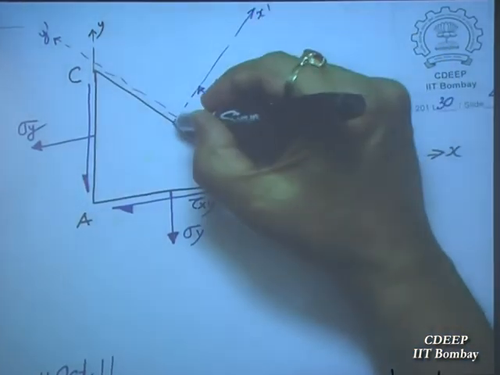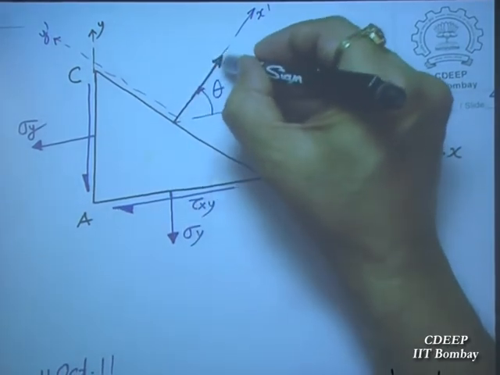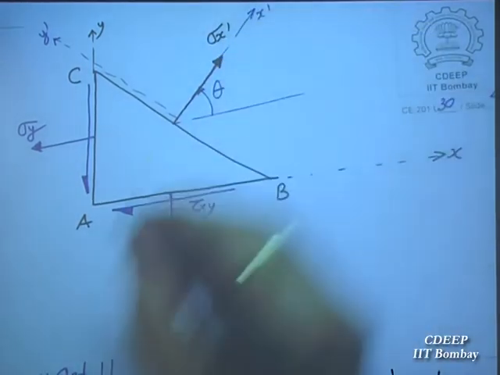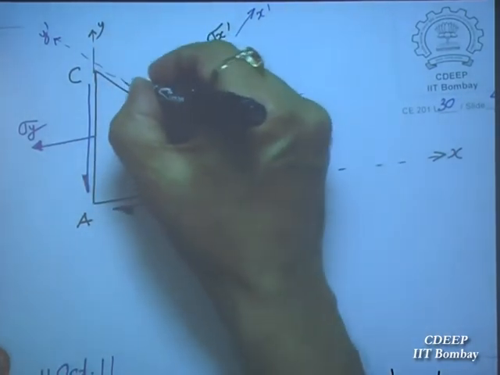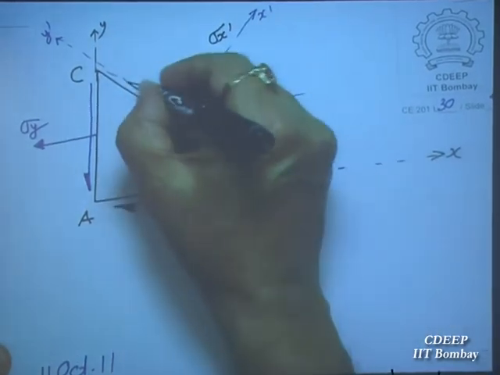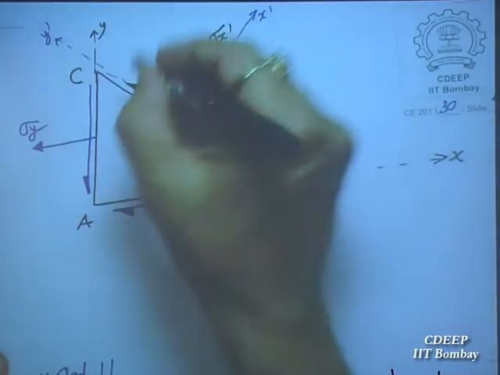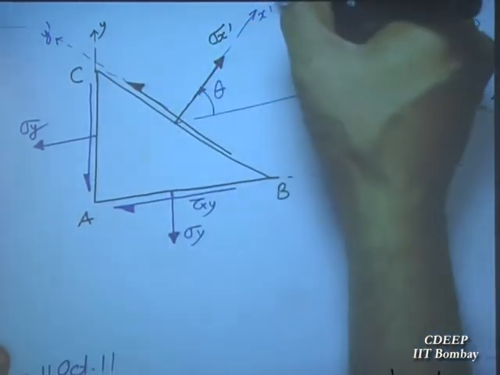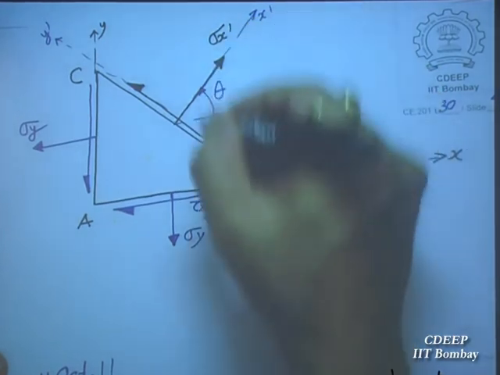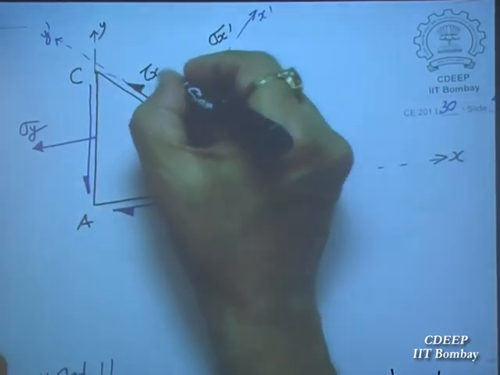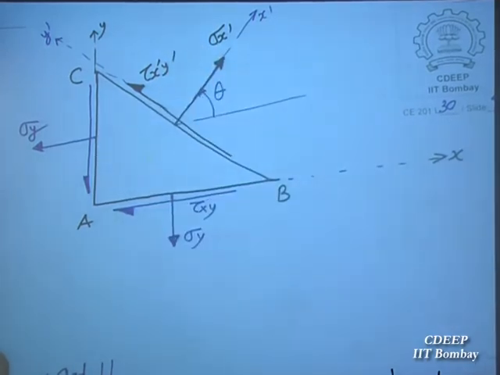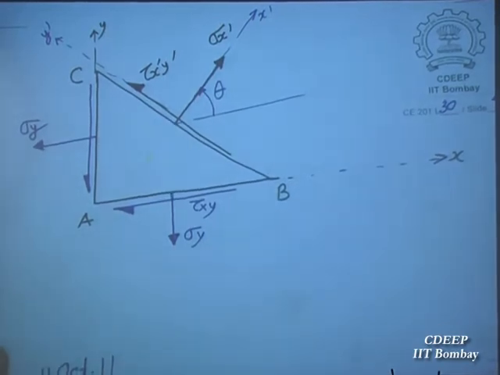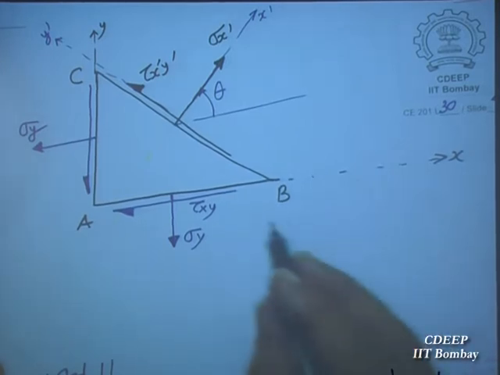Now here, normal to this plane, what is the stress? Tangential to this plane, what is the stress? Tell me quickly. It has to be in this. This is x dash, so sigma x dash. This is x dash y dash, tau. So now what is it in terms of CD?